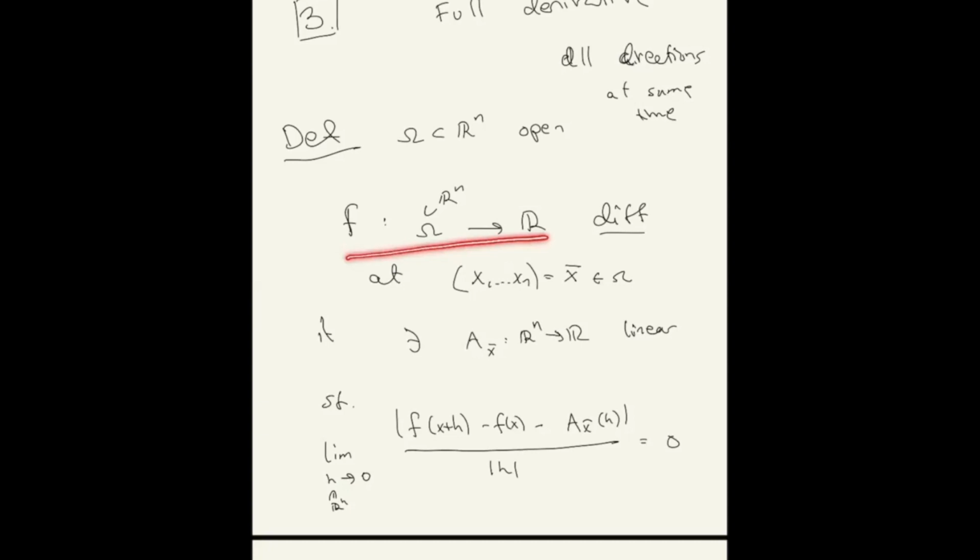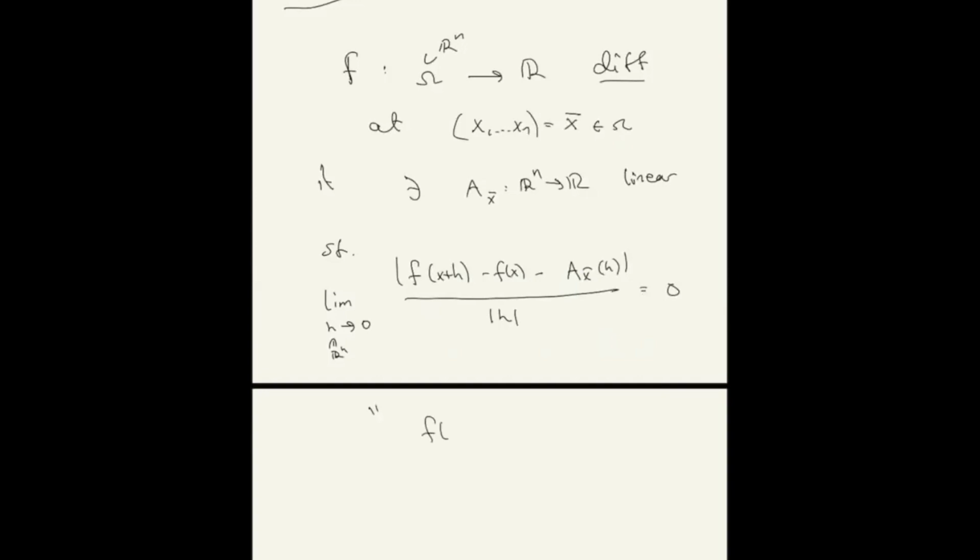So we say a function is differentiable at a point if there exists a linear function A such that the change in the function minus this linear term, divided by the norm of h, goes to 0 as h goes to 0. So a fake way of writing this is that (f(x plus h) minus f(x)) over h is equal to A(x bar)(h) over h, kind of, if you put this on the other side and divide by h there.